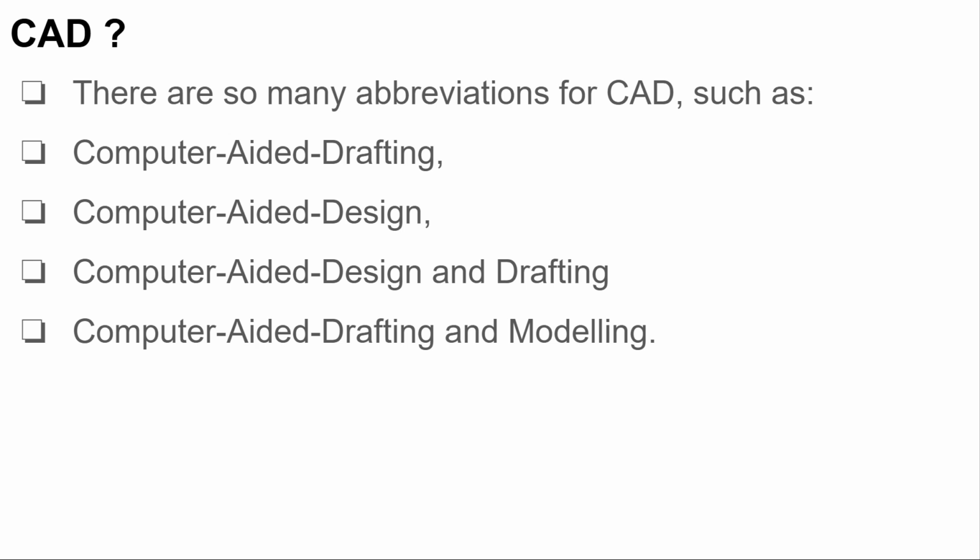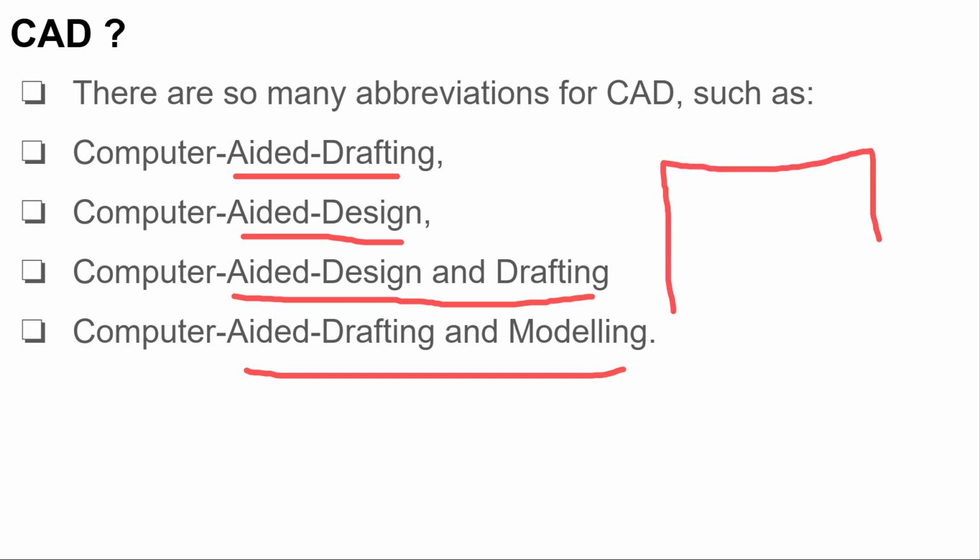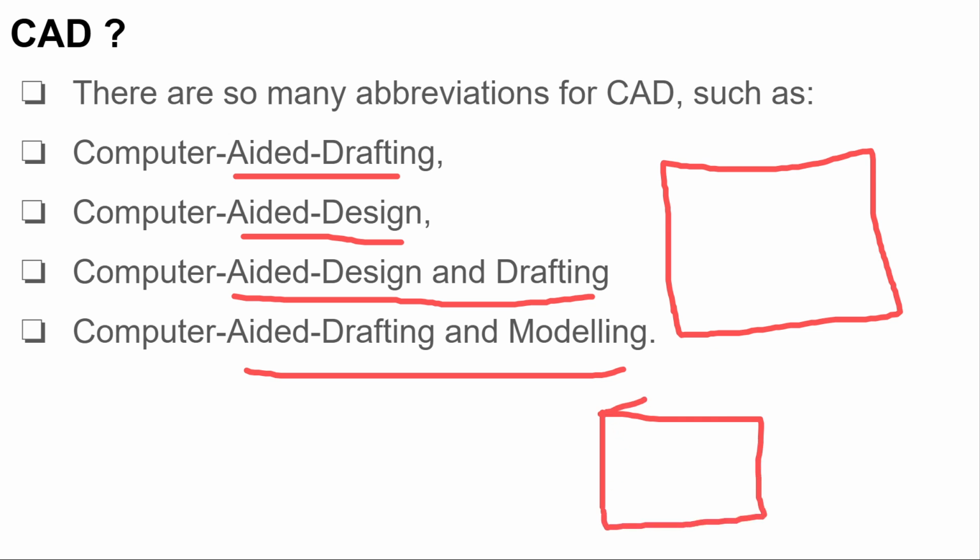CAD has different abbreviations. So we have abbreviations like computer-aided drafting, computer-aided design, computer-aided design and drafting, computer-aided drafting and modeling. So what is the CAD software doing? In CAD software, we can have two-dimensional diagrams, and also we can have three-dimensional diagrams. Okay, we can do 2D and 3D diagrams.